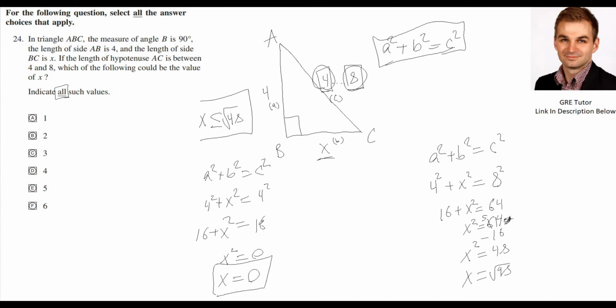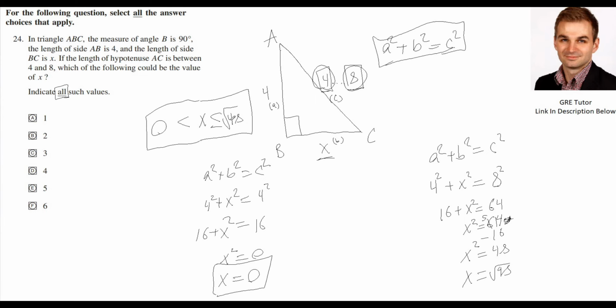Now, is it possible for a triangle to have a length of 0 on one of its legs? No. But what we're saying is that this is the potential range. I don't think it is possible, but we're just going to say that x is greater than that. So x has to be greater than 0 and has to be less than or equal to the square root of 48. These are our answers. Now, which of these numbers fall within this range? Well, let's look at our smallest number. 1 seems to fall within this range. Let's get our highest number, 6.